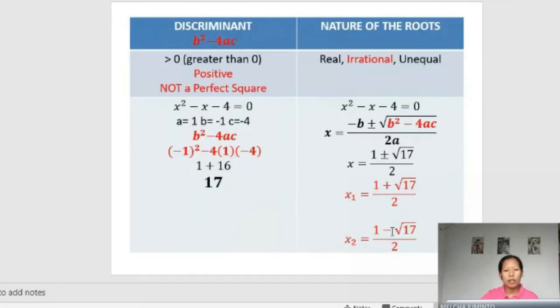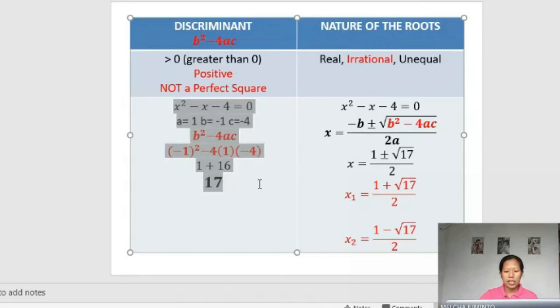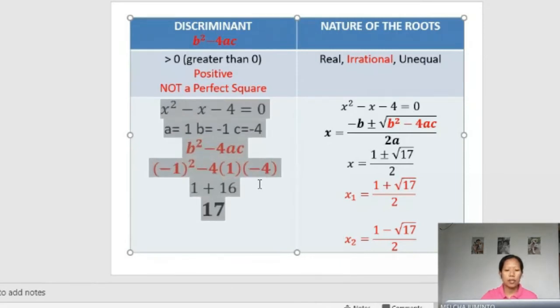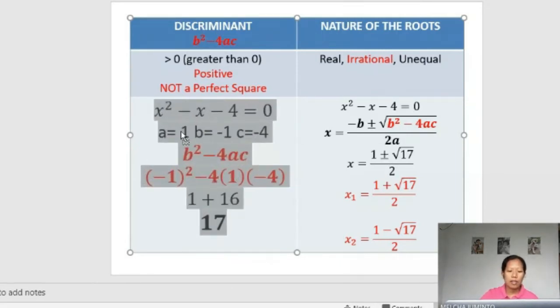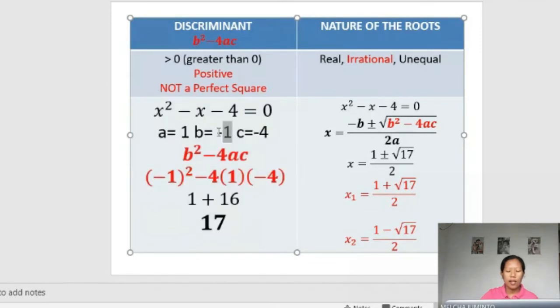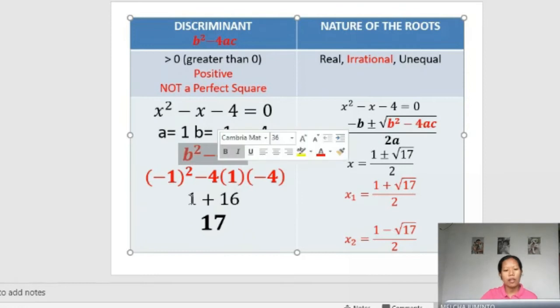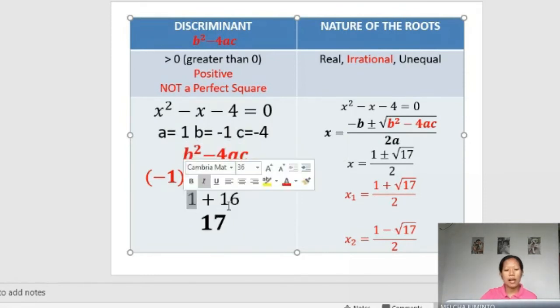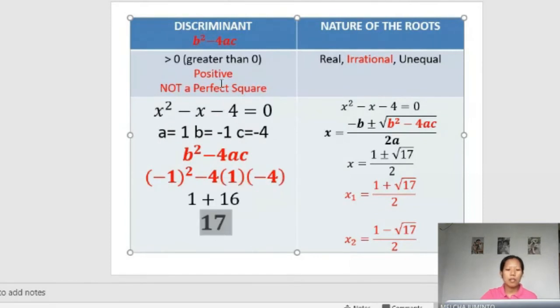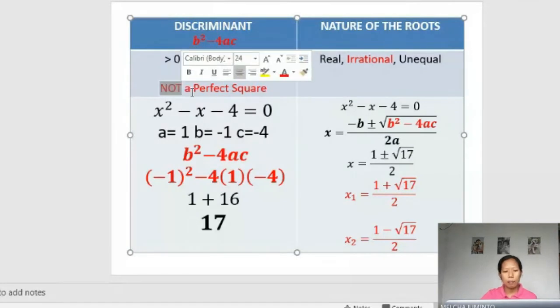Let us move to the third type. Example, we have the equation x squared minus x minus 4 equals 0. This time we have a is 1, b is negative 1, c is negative 4. Replace them in the expression. We obtained 1 plus 16. 1 plus 16 is 17. 17 is a positive number, or greater than 0, but it is not a perfect square.